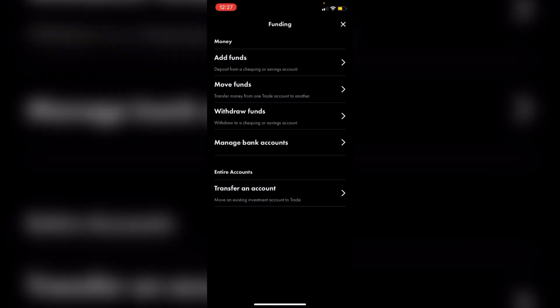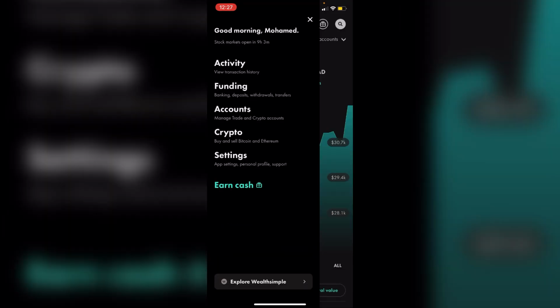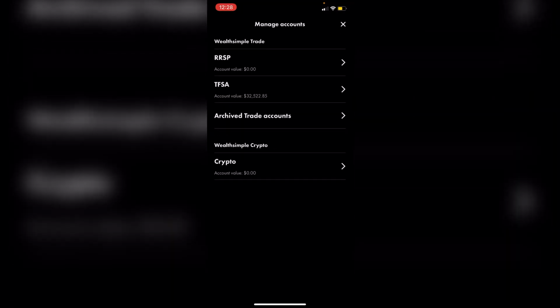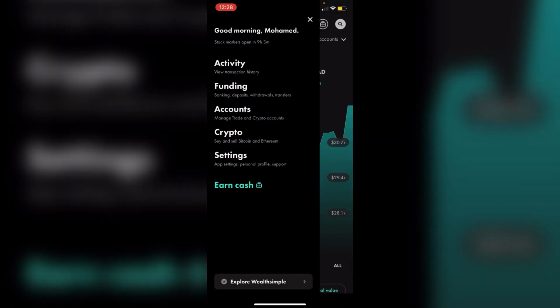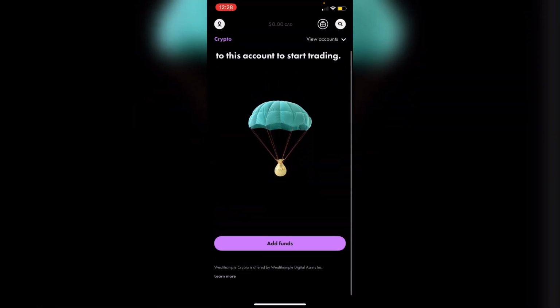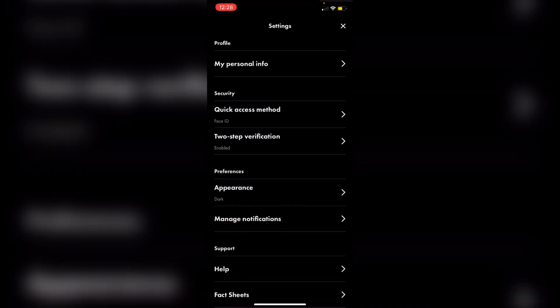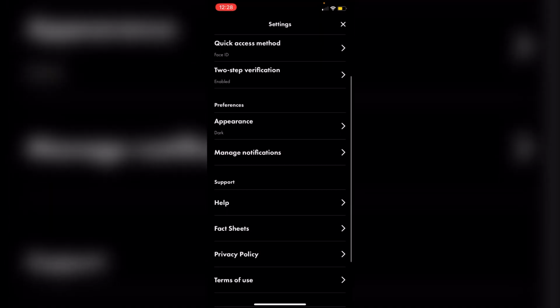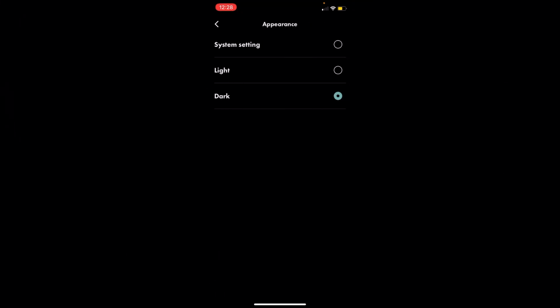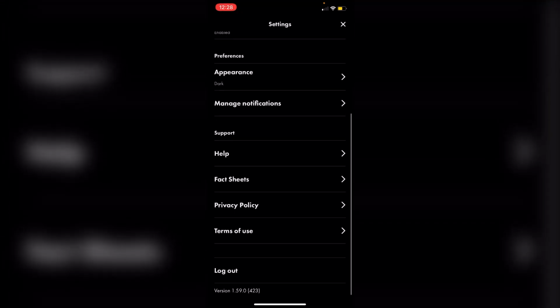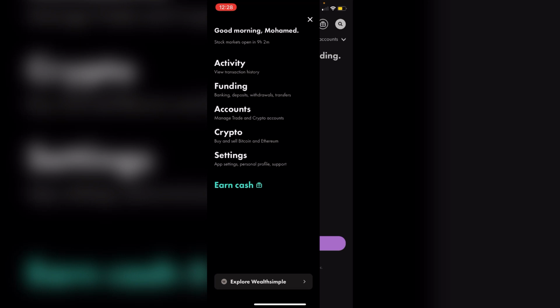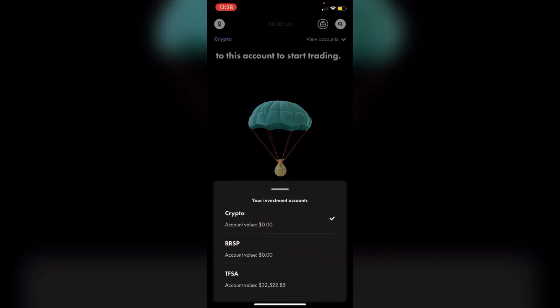And then there's also managed bank accounts where you would add your bank account. What else do we have here? Also, you have your accounts. Crypto, so if you wanted to buy Bitcoin, it would be right under there. And then you have settings, where this is all your personal information, appearance, dark, light, logo. Other than that, guys, pretty simple.